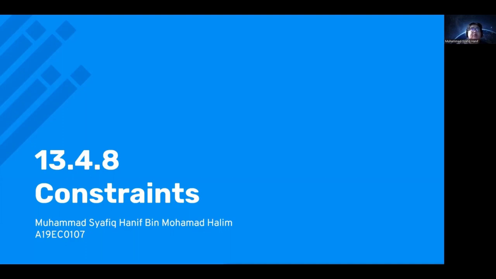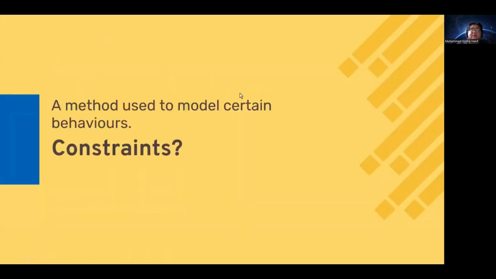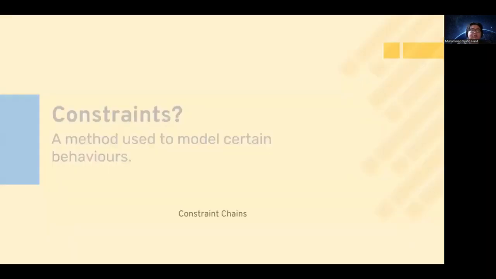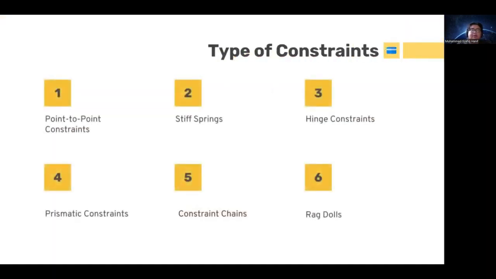Assalamualaikum warahmatullahi wabarakatuh. My name is Muhammad Shafiq bin Halim, and this will be my video for chapter 13.4.8 constraint. First is constraint. It is a method used to model certain behaviors inside a game. Then we have six constraints, which is first point-to-point constraint, stiff spring constraint, the third one is a hinge constraint, a prismatic constraint, a constraint chain, and also ragdolls.